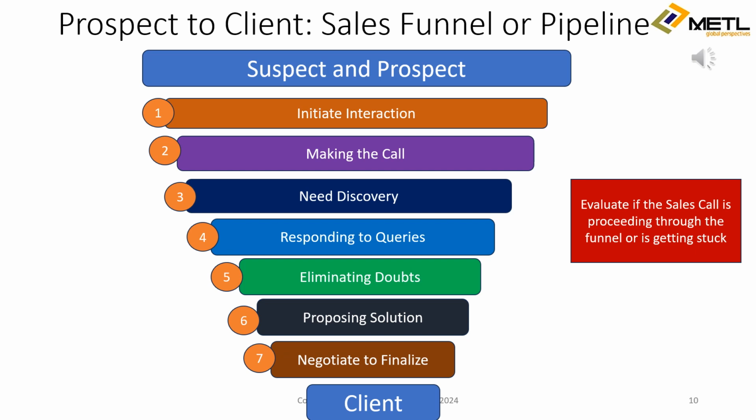Prospect to client, sales funnel, or pipeline. Very often, these are some of the words used in the sales process of how do you convert a suspect or a prospect, and a prospect to a client. So, a suspect is the universal pool of possible candidates who might take your solution. Obviously, all of them do not take it. It's like the demand side of it.